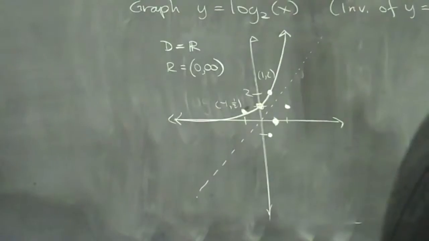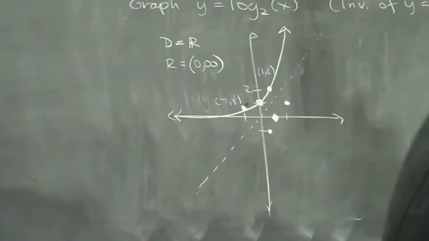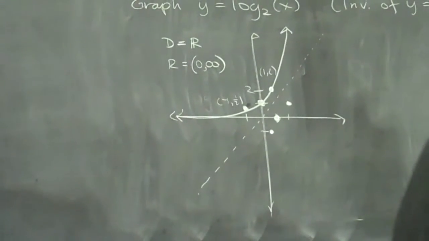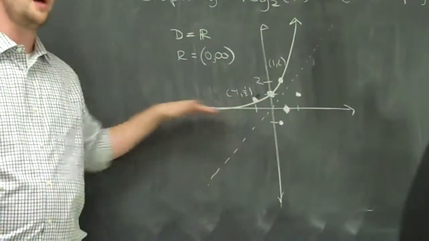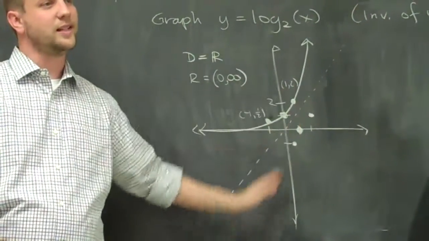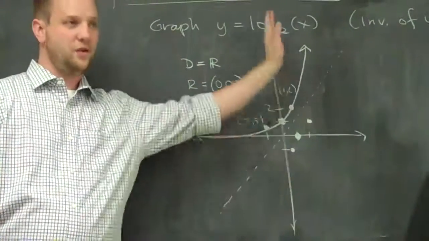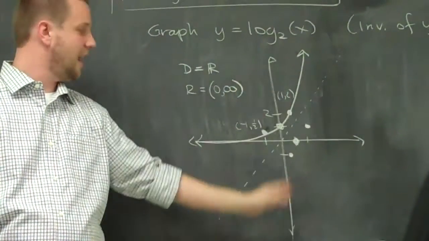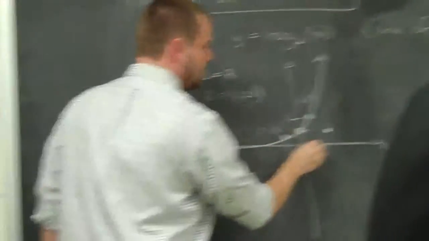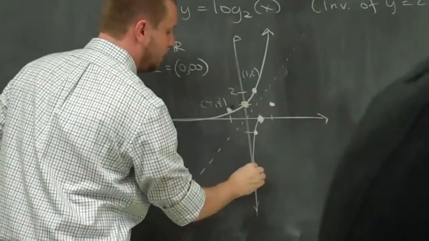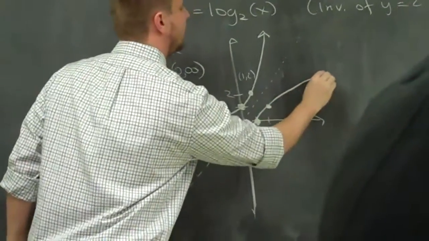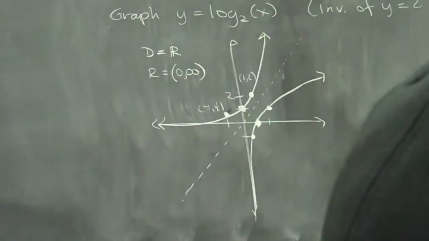Also, when I flip, everything x related and horizontal related becomes y related and vertical related. So my horizontal asymptote that was the x-axis, when I reflect that over the y equals x line, I get a vertical asymptote at the y-axis. This means I have a curve that this way gets really, really close to that y-axis but doesn't touch across. And this way, it sort of goes like that.